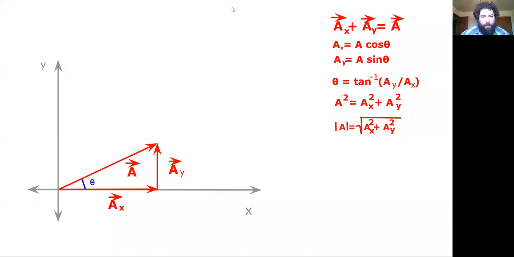What I'm going to do is add a vector B to that. Okay, so that's going to be vector B. I'll label that. So that's going to be vector B, and vector B will have components Bx and By as well, just like Ax and Ay are the components of A.